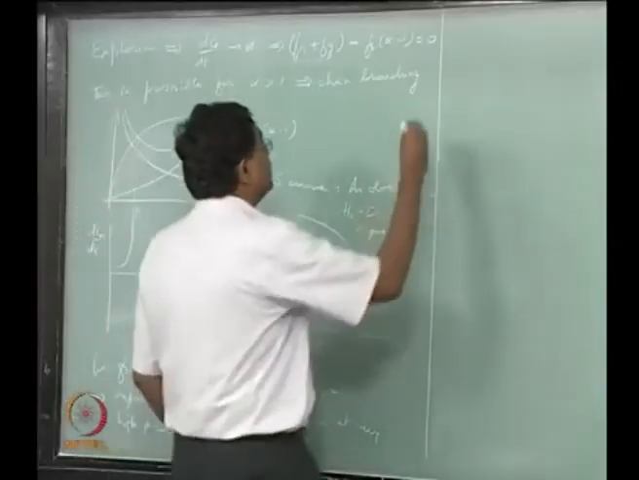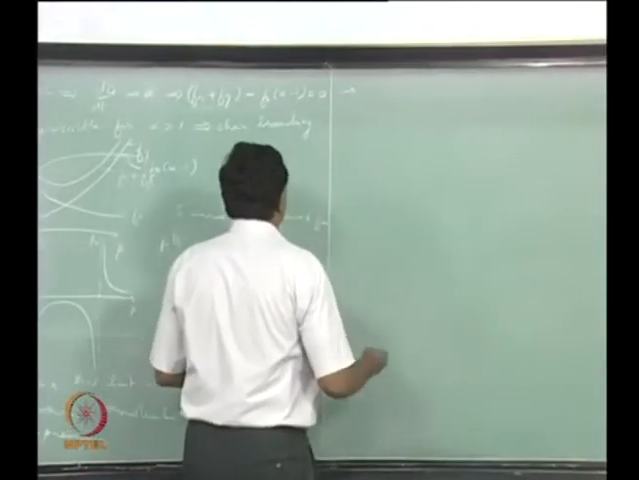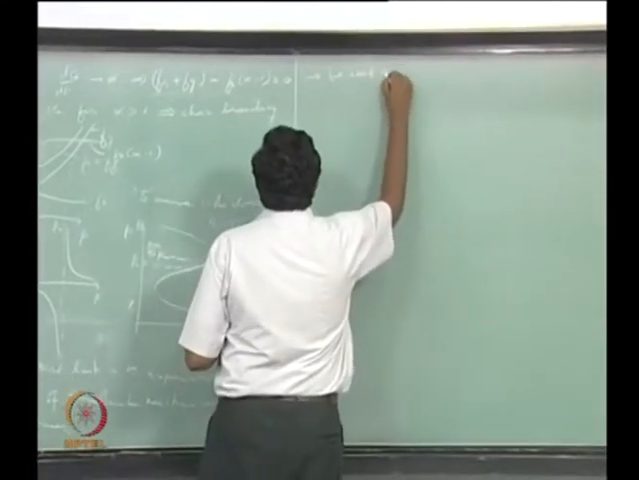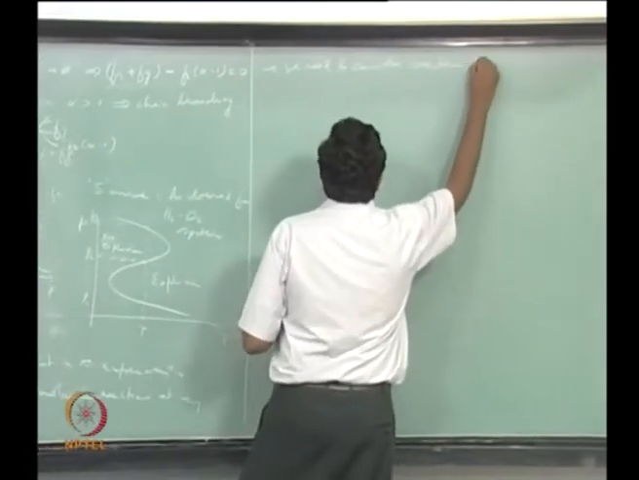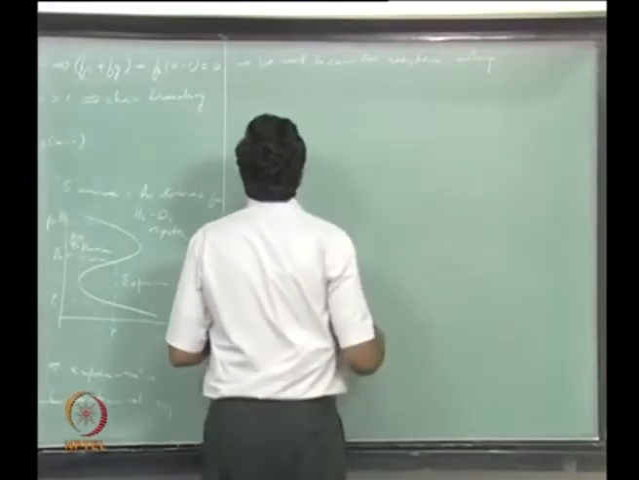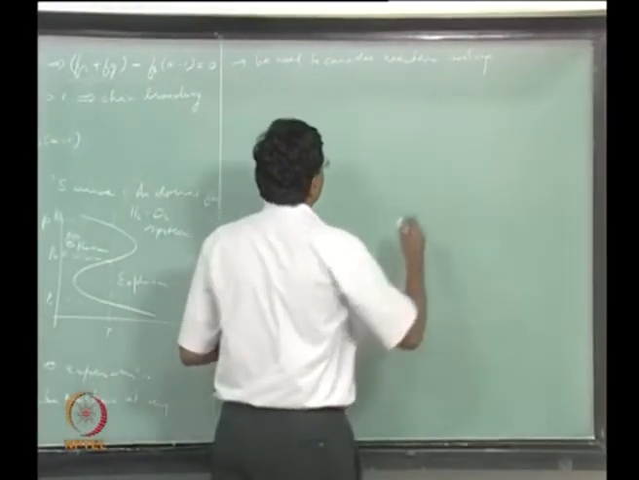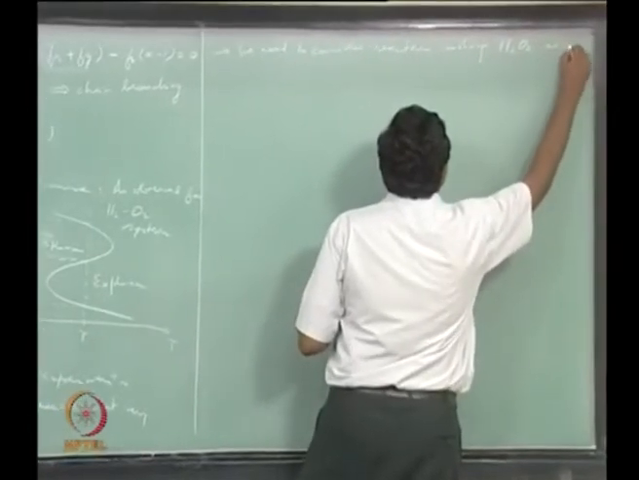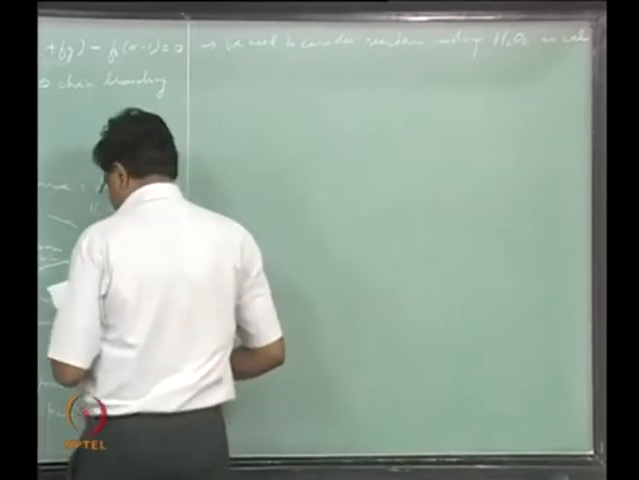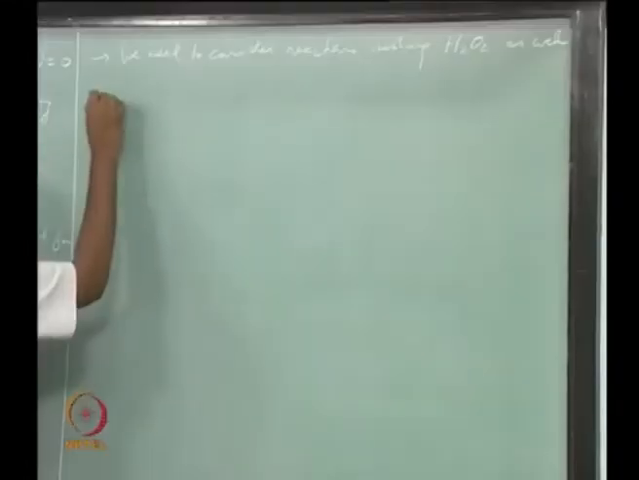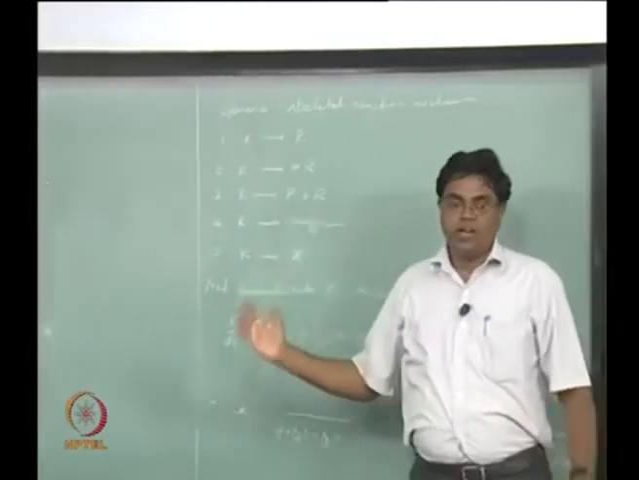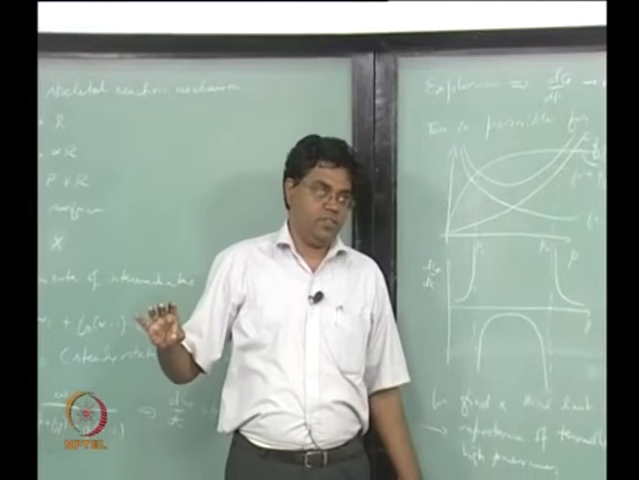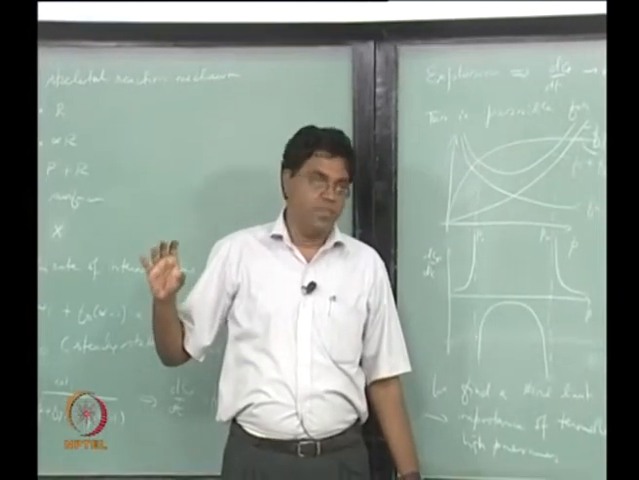And the second idea here is we need to consider reactions involving H2O2 as well. So for example, I'm saying example because this is not exhaustive, okay. As a matter of fact we have about 9 reactions here. In reality you might have to consider something like 40 reactions and maybe 9 species, okay.